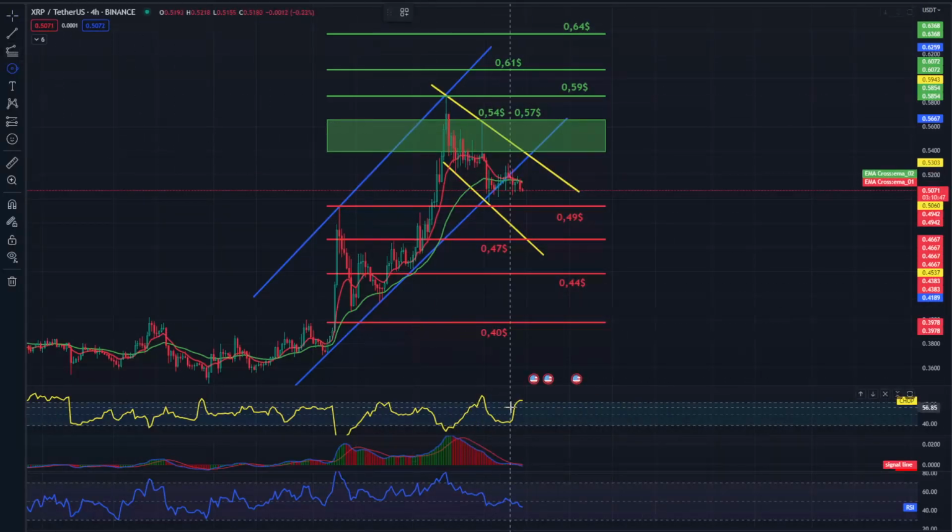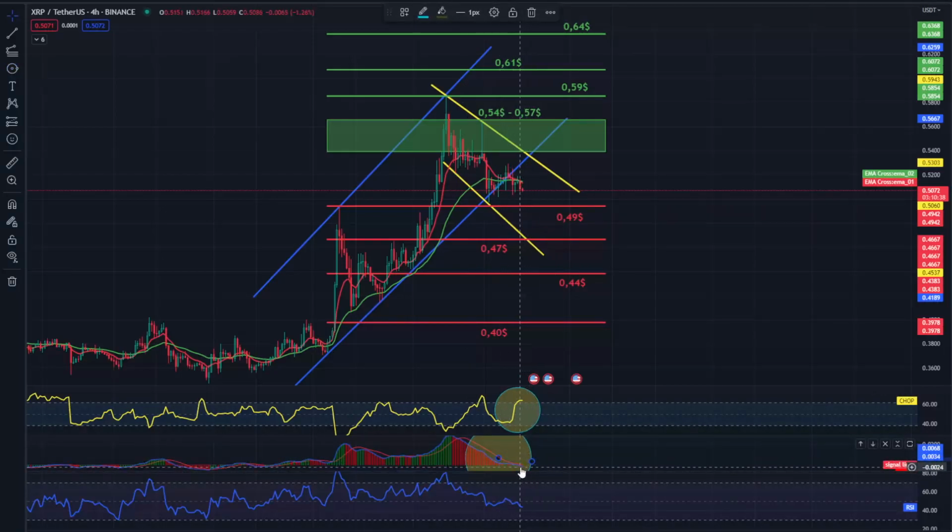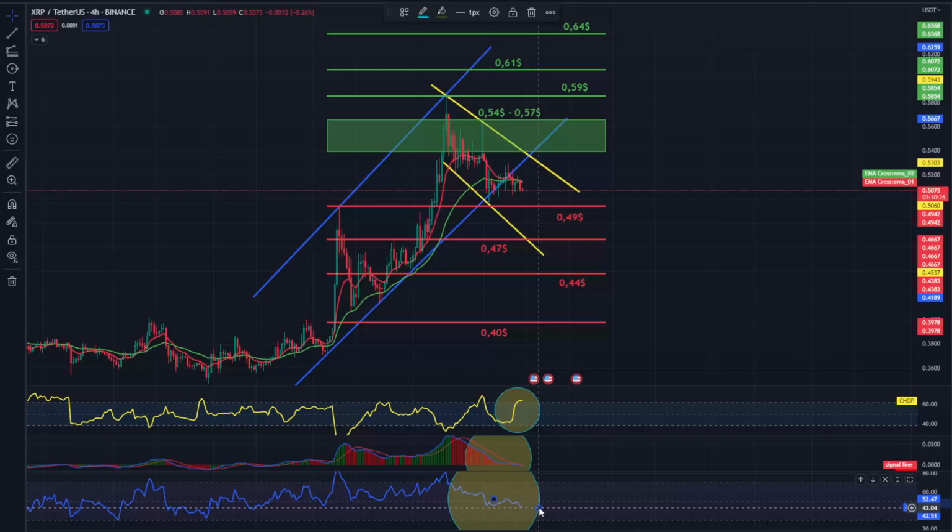The CHOP index indicates that we have a lot of energy to move. The MACD indicates the continuation of the downward trend. While the RSI is in constant recovery and we are in the lower part of the range, which may indicate the approaching end of the correction.